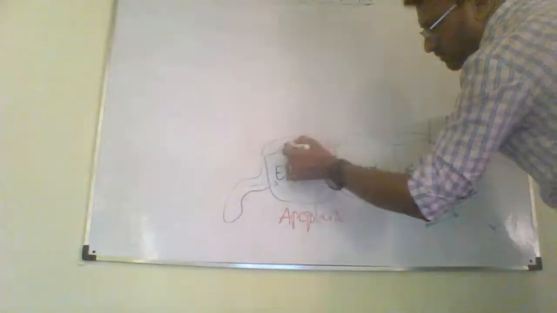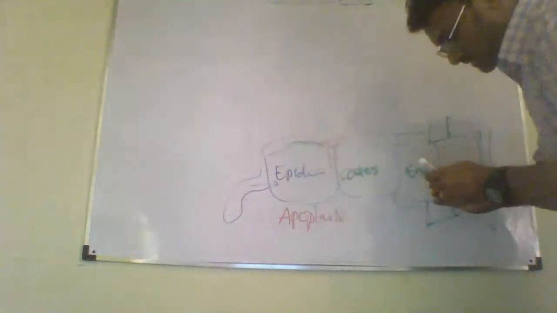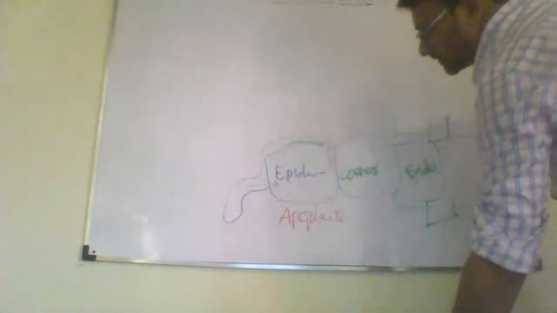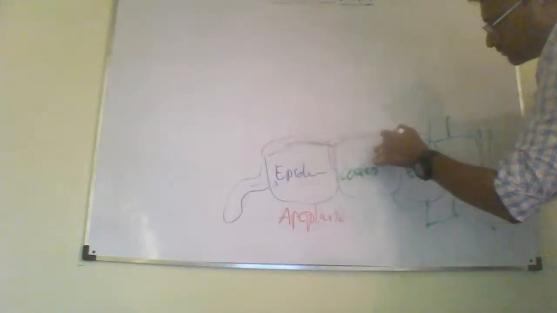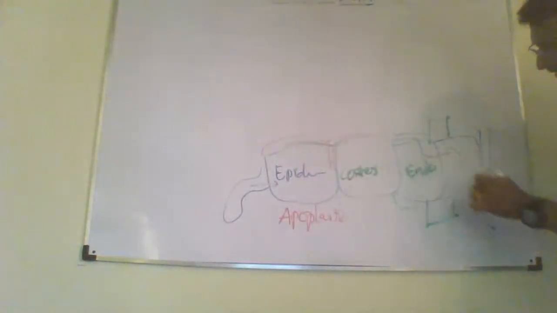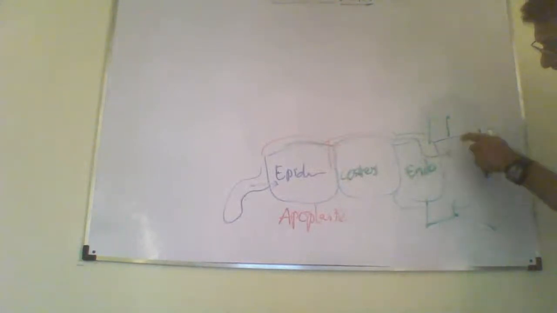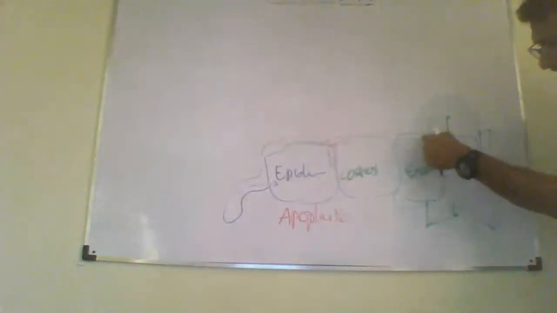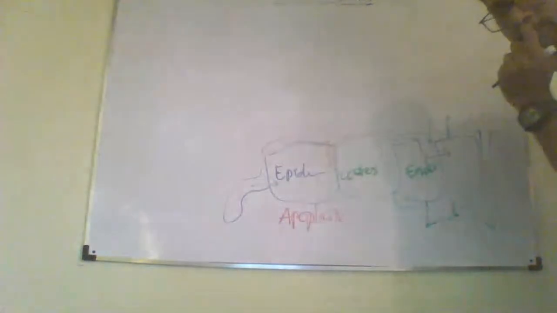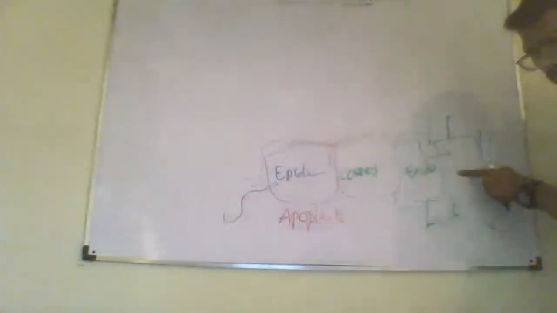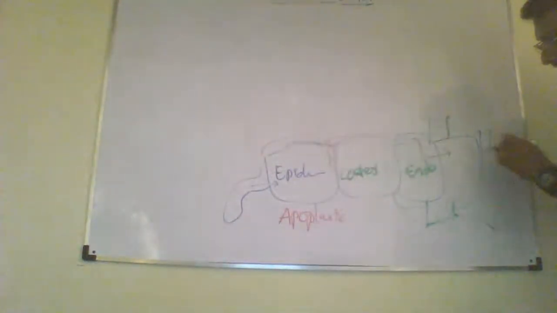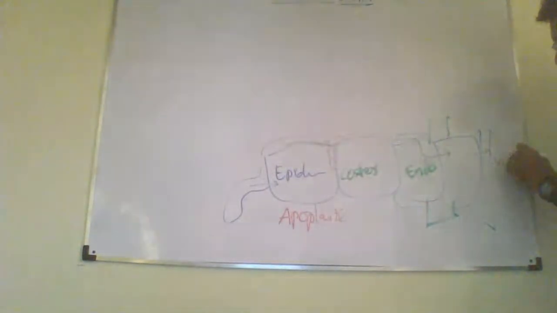Let's assume this black is water. So this water would move like this, move like this, move like this. But wherever at the Casparian thickenings, right? Where exactly the Casparian stripes are there, it will not move towards the walls of the endodermis. Then it will enter into the cytoplasm, and then it will enter into the xylem.